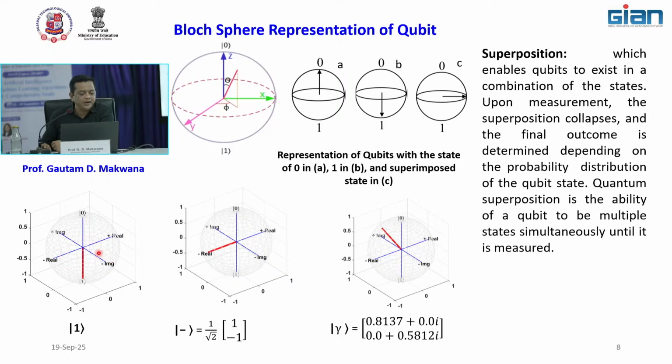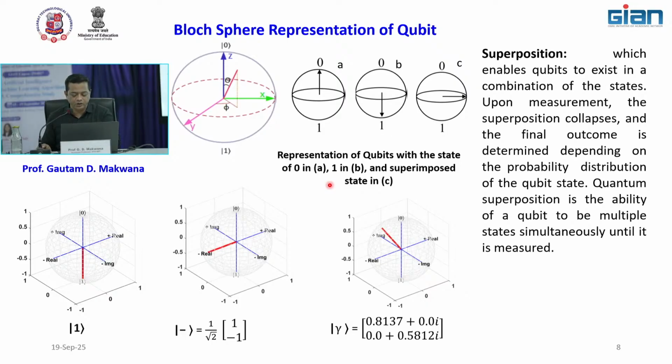Now, in the same way, ket 1 is represented by this red line. Likewise, ket minus is represented by 1 over root 2, 1 and minus 1 in a column vector. It is represented like this way. And ket gamma is a point in the matrix notation: 0.8137 plus 0 i, plus 0 plus 0.5812 i. So this is how it can be represented on the Bloch sphere. Okay, so this is how we can represent the state of the qubit on the Bloch sphere.